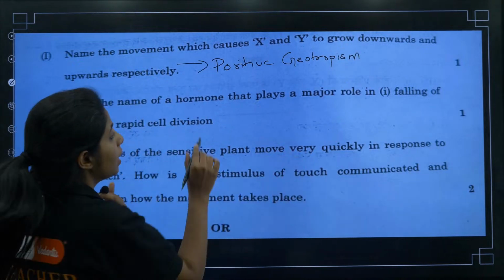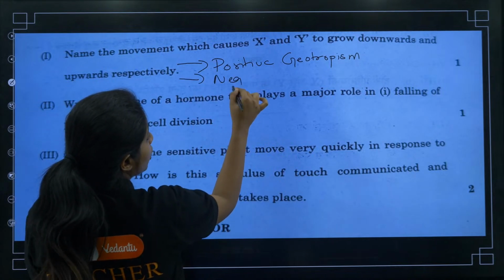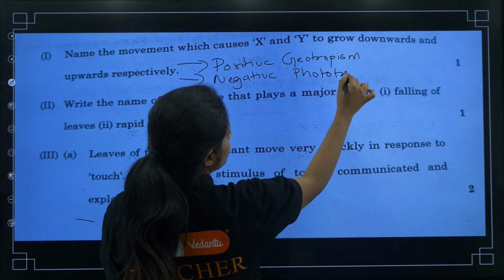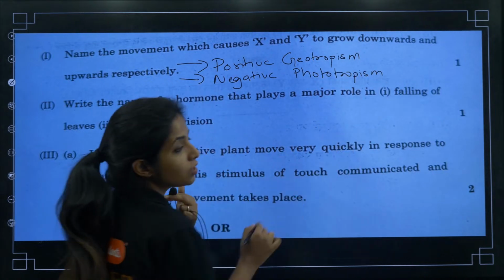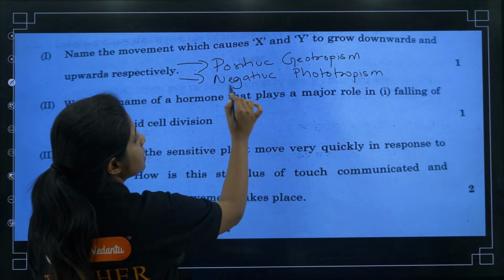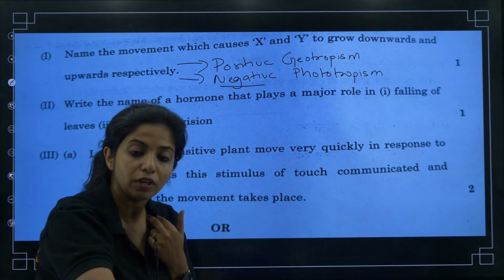Now there is one more reason. I'm talking about the roots. They show negative phototropism. So phototropism is a tropic movement where the stimulus is the light. They are moving away from the light, which is why it is negative phototropism. That is why they go into the soil.